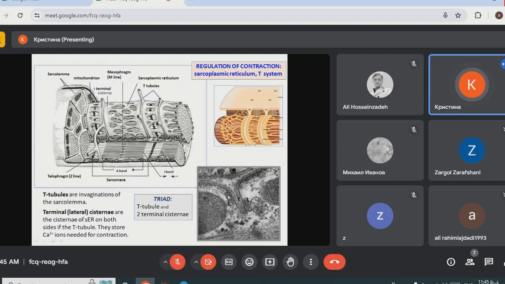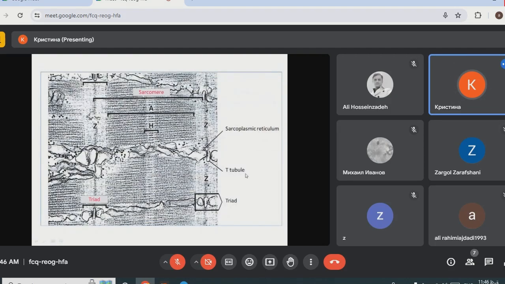So the function of sarcoplasmic reticulum, one of its functions is to store calcium ions needed for contraction. T-tubules, invaginations of sarcolemma, need to provide electric impulse towards L-cisternae to cause release of calcium ions from it in order to contract. This is how it looks in an electron microscopy picture.